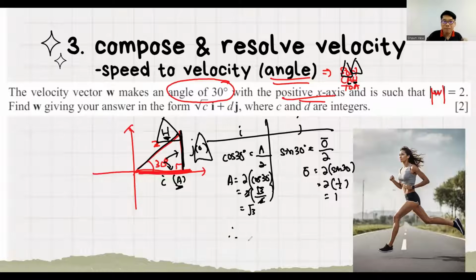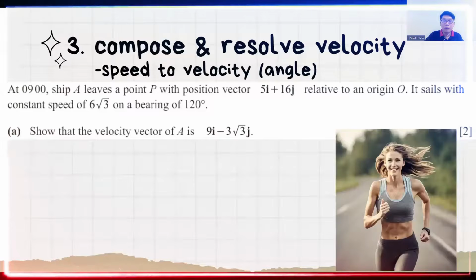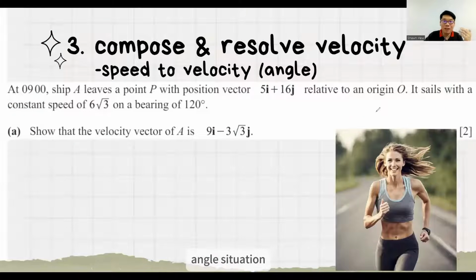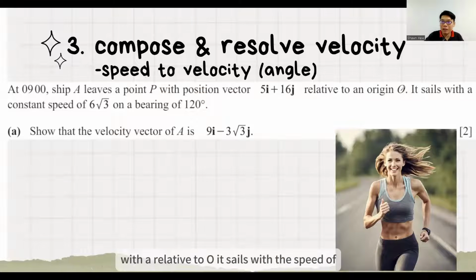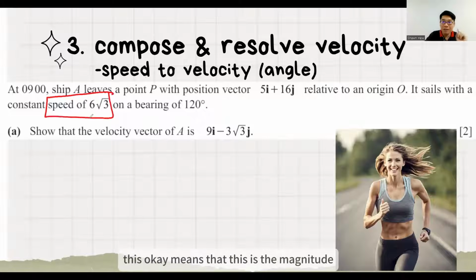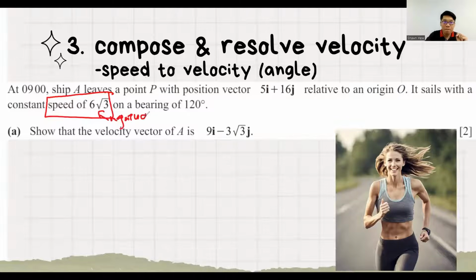So we can confirm the vector is square root 3i plus 1j. Okay, we try one more angle situation. They say a ship leaves a position with a position vector relative to O. It deals with the speed of this. It means that this is the magnitude. So you have the magnitude, and you have a bearing of 120.